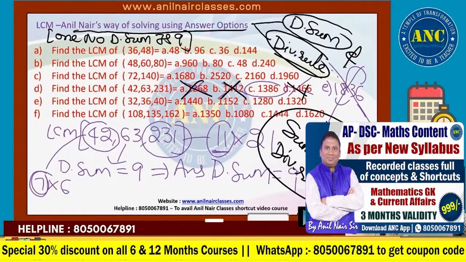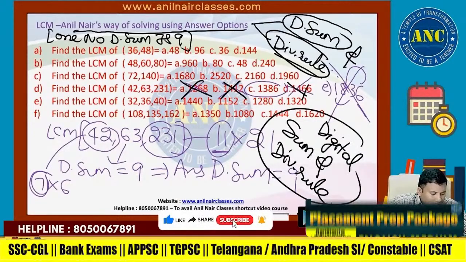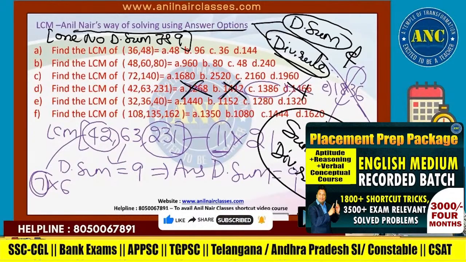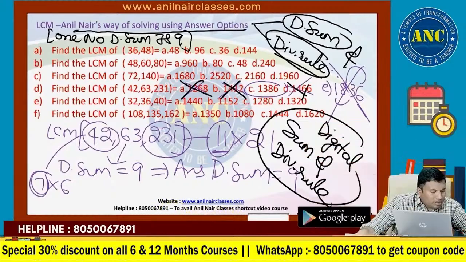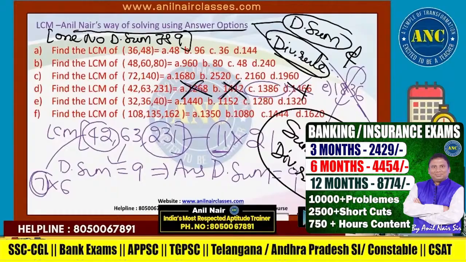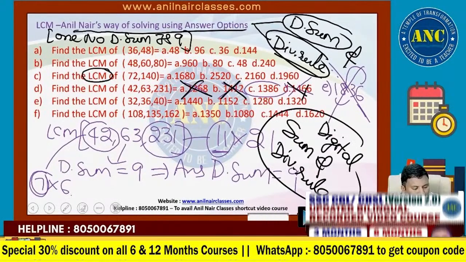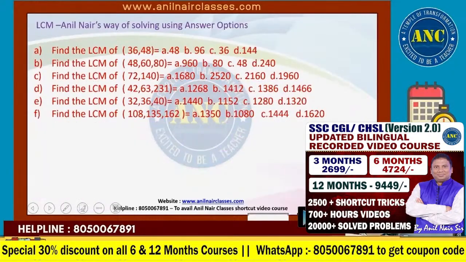Now, one minute, let me read Varun's doubt. In the third question, both B and C are divisible by 9. As per the LCM definition, we should go with option C. What is the LCM definition? One minute, people have a big misunderstanding of the definition.